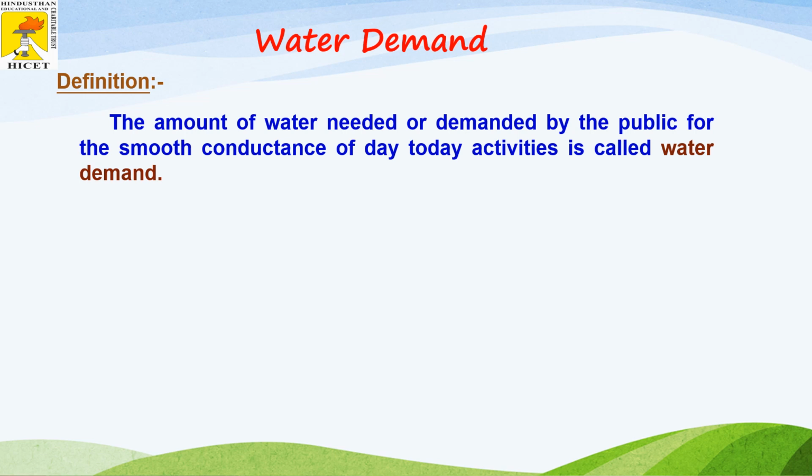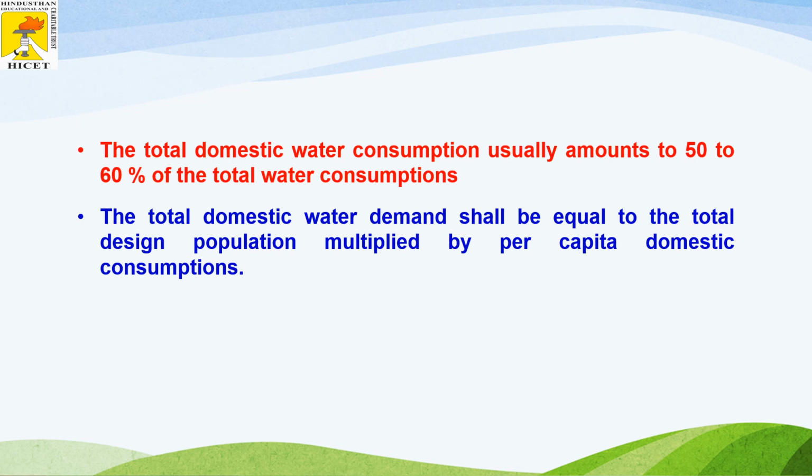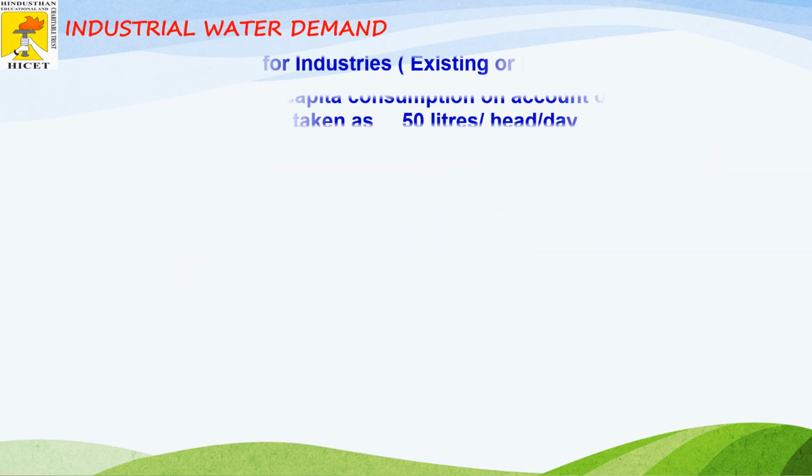Then water demand. The amount of water needed or demanded by the public for the smooth conductance of day-to-day activity is called the water demand. Then types of water demands: domestic water demand, industrial water demand, institutional and commercial water demand, demand for public uses, fire demand, water required to compensate losses in waste and theft. The total domestic water consumption usually amounts to 50 to 60% of the total water consumption. The total domestic water demand shall be equal to the total design population multiplied by per capita domestic consumption.